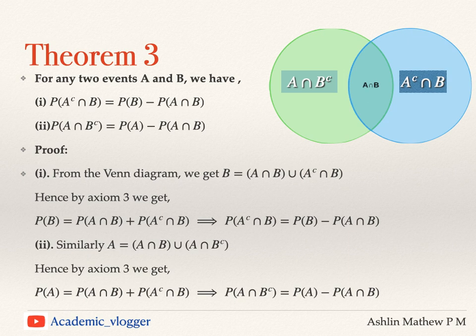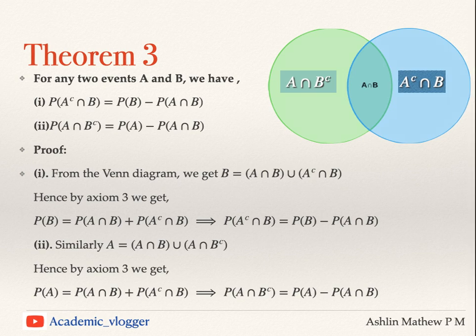And here we can write A as A intersection B union A intersection B complement. And from there, applying the probability and using the addition theorem of probability, or the third axiom of the axiomatic definition of probability, we will get probability of A intersection B complement is equal to probability of A minus probability of A intersection B.